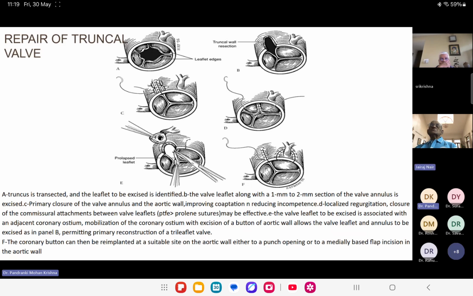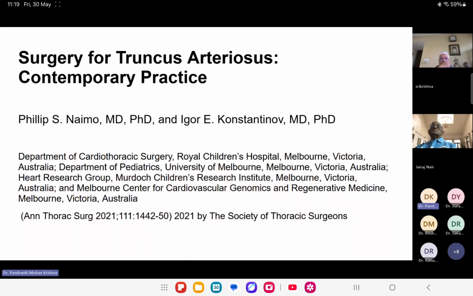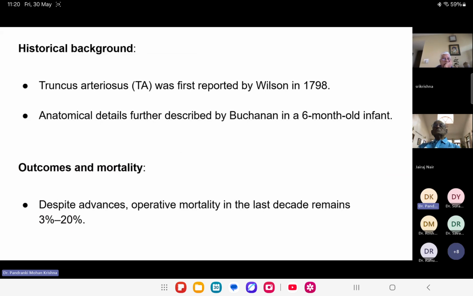Now, knowing what are all the things which are available, coming to the surgery for truncus arteriosus, a contemporary practice. This is an Australian-made review article in which they have reviewed all the data available and made an article of the contemporary practice, what the world is actually practicing around us, published in 2021 in the Annals of Thoracic Surgery. Its background is that it was first reported by Wilson in 1798, and anatomical details by Buchanan in a 6-month-old infant.